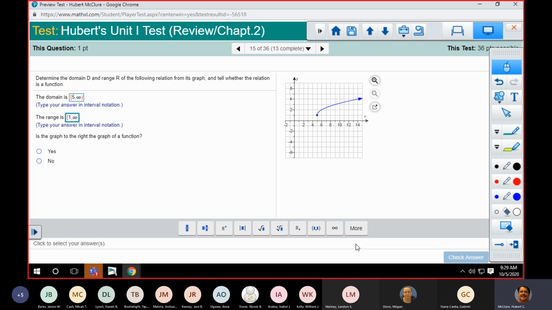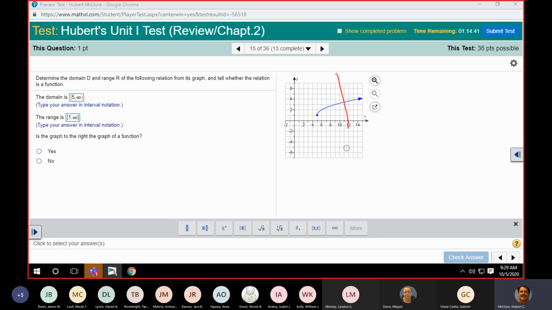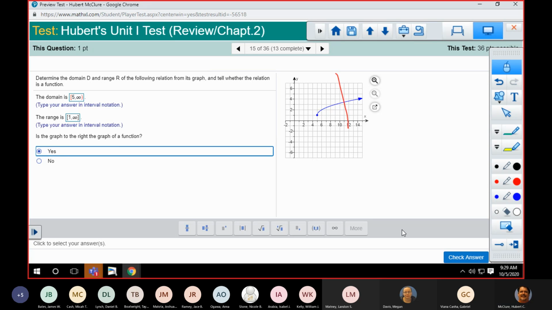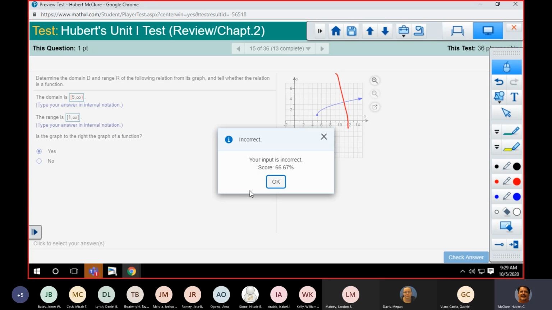Y'all thought this was going to be a hard test. Do a vertical line test. Is it a function? Yes. Vertical line test only crosses once. So yes, it is a function. And you should feel good about yourself.